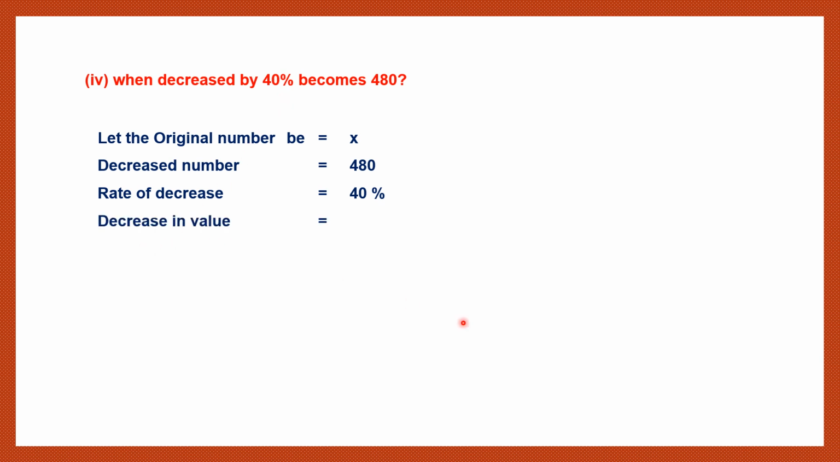Now we have to find the decrease in value, that is 40% of x. So that is 40 by 100 into x. Cancel. I can cancel 0 and 0. I can cancel 4 and 10 by 2. 2 twos are 4, 2 fives are 10. Multiply the numerators. So 2 into x is 2x and the denominator is 5. So the decrease in value is 2x by 5.